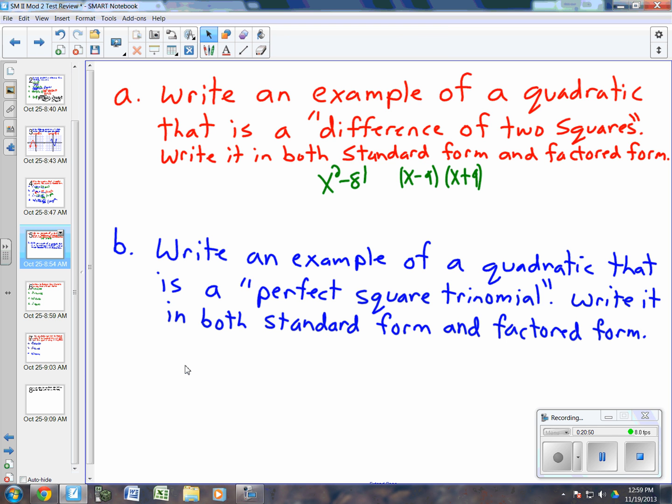Okay, good job. Hey, you guys, everybody listen, please, and look up at the board. A difference of two squares means you have two perfect squares with a minus sign between them. Then when they factor, they're almost the same, except one has a plus and one has a minus. So the square root of 81 is 9. Square root of x squared is x. So it factors to be x minus 9 times x plus 9.